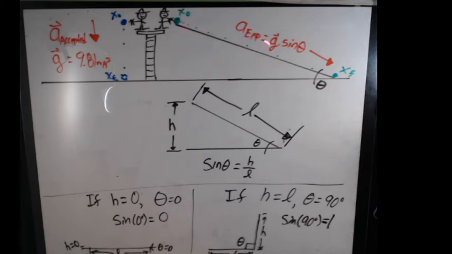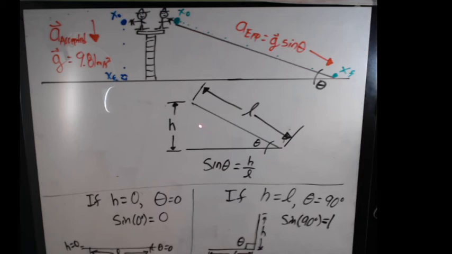So as it turns out, the experimental value of acceleration is going to be directly proportional to g, and it's also directly proportional to the sine of the angle of the incline, which I'll do on the next page. You could also say that g is inversely proportional to the sine of the angle of the incline.